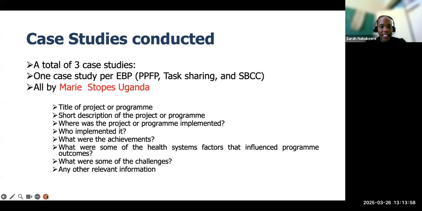We also conducted case studies, a total of 3 case studies, 1 case study per EBP. We picked the title of the program or the project, a short description of the project, where the projects were being implemented, who implemented them, and what were the achievements. Then we looked at what facilitated the program, but also we picked the challenges and any other relevant information during the case studies.